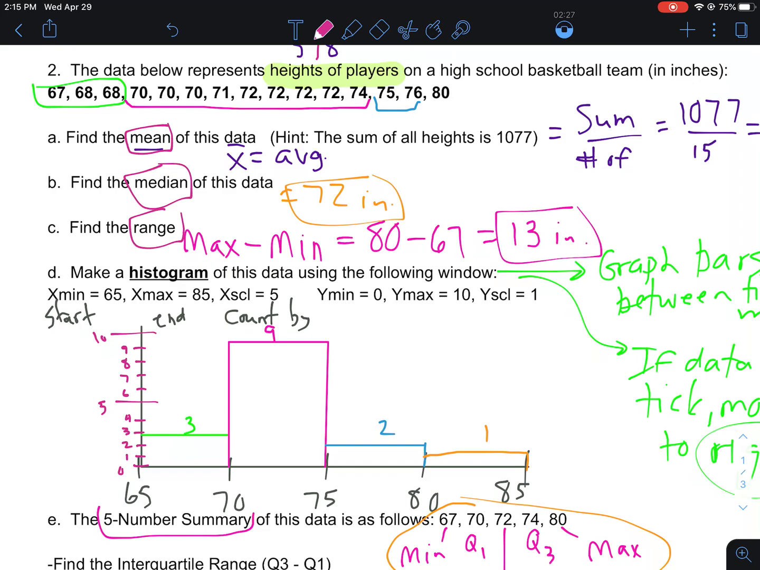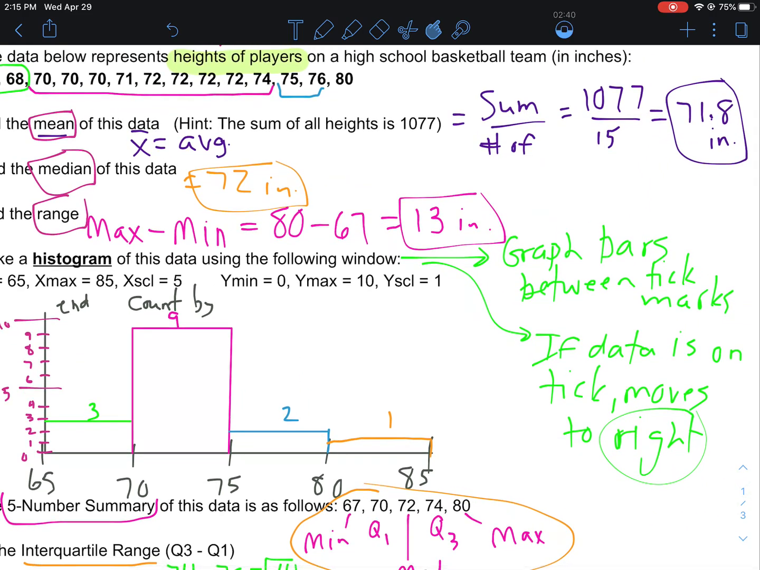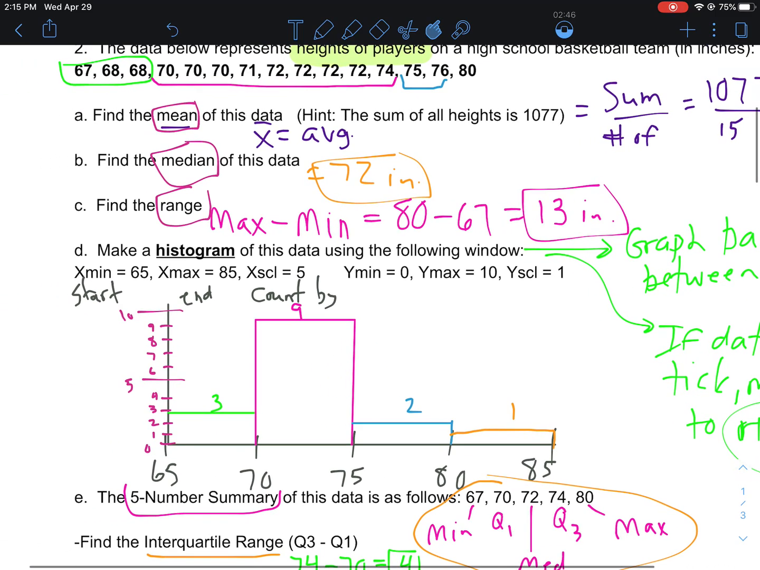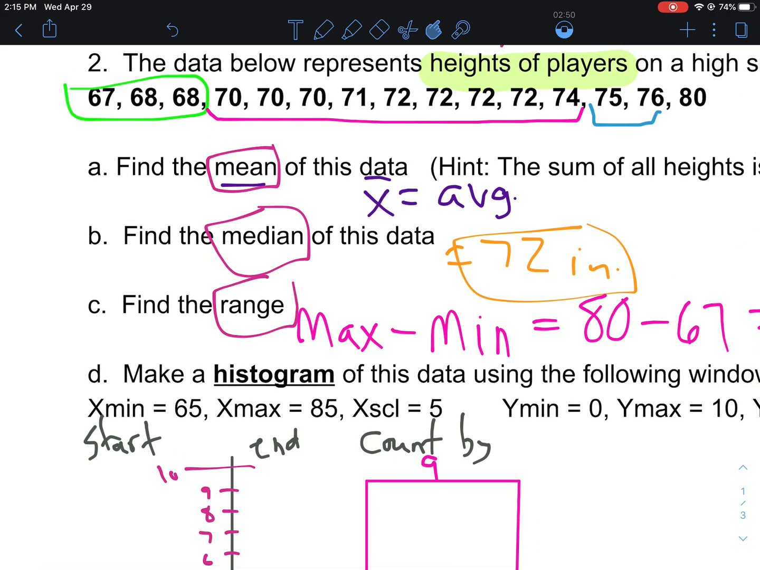So normally when it's the average, you add all of them and divide by however many there are, but to save you some time, the sum of all these heights is 1,077, and there were 15 players. So dividing those gives us an answer of 71.8 inches. That is the average right there. The median, or the middle point, is always, they have to be in order from least to greatest, which this data is. You can see that here.